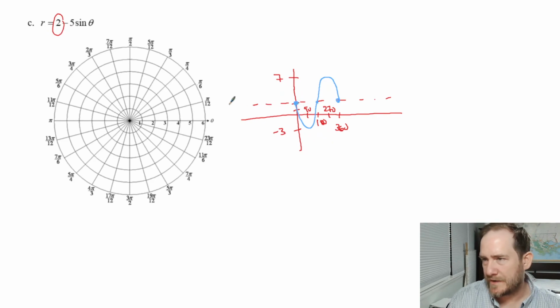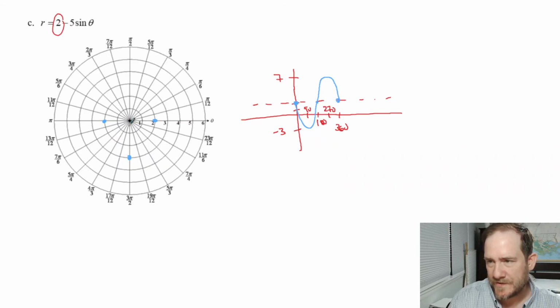At 0, we're getting a radius of 2. So go out to 2. Bonk. At 90, we're getting a radius of -3. So at 90, -3 means don't go up, but go down. 1, 2, 3. Then at 180, you're getting 2. So at 180, you're getting 2, go over 2. And at 270, you're getting 7.